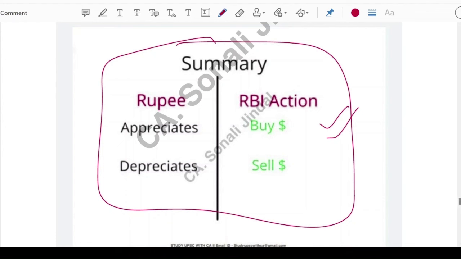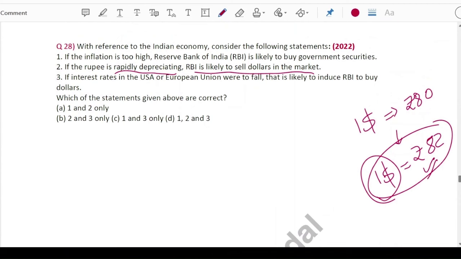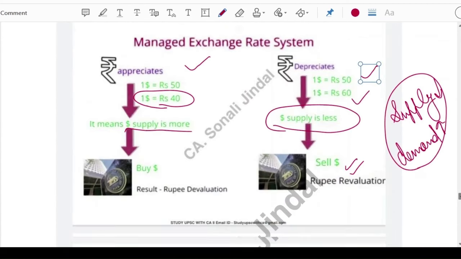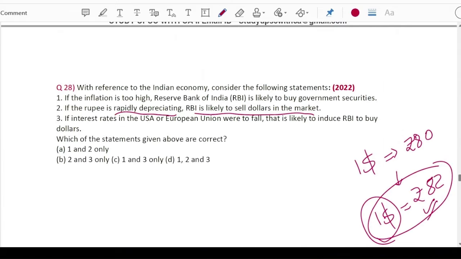Now let's see the statement given in the question. Here, rupee is depreciating. It means dollar supply is less. What RBI will do? RBI will sell dollar. So this statement is right.